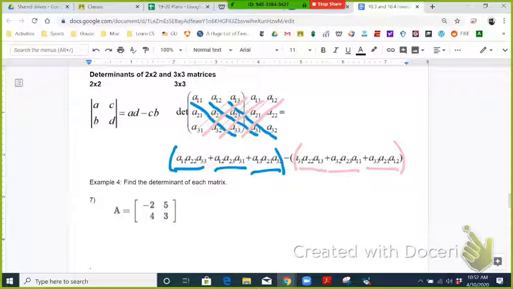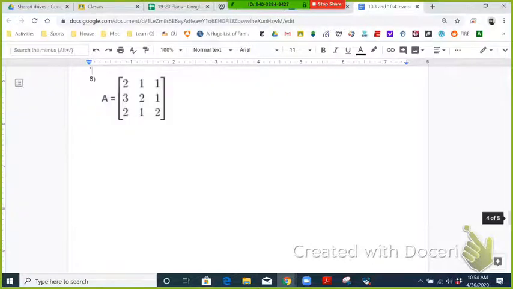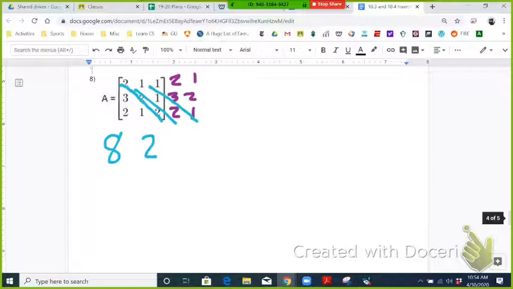So let's try an example right now. We take these first two columns and we rewrite them right next to the original matrix. Then we start from left to right. So we'll go 2, 2, 2, multiply them together, and you get 8. 1 times 1 times 2, multiply them together, and you get 2. 1 times 3 times 1 is 3. Add all these up, and we get 13.